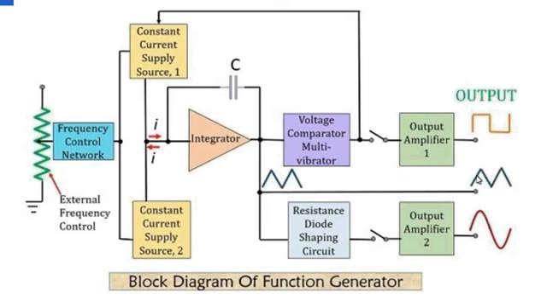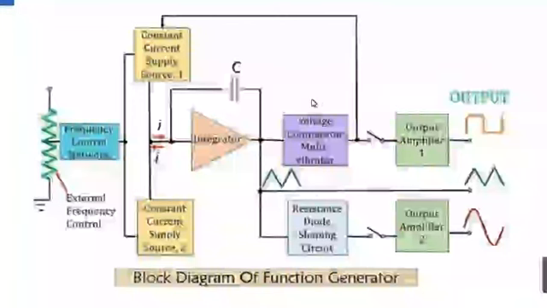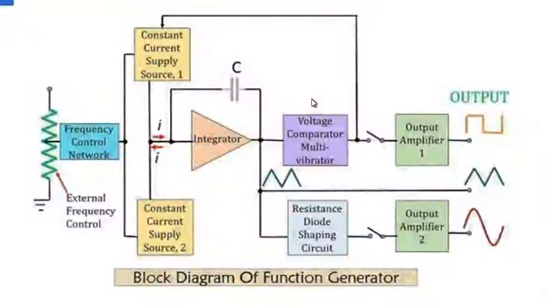Since the slope of the curve is determined by the magnitude of the current, the frequency of the output voltage is also determined by the magnitude of the current. This triangular waveform is obtained at the output of the integrator. With the alternating switching on of constant current source 1 and constant current source 2, we get the triangular waveform.